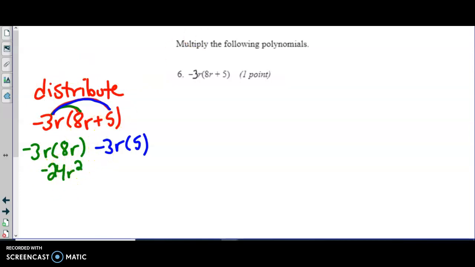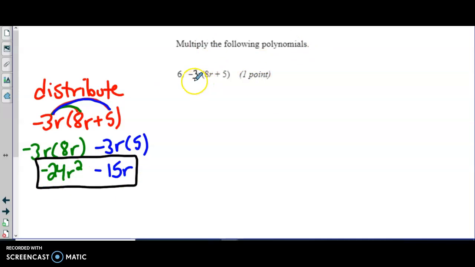And then here we have negative 3r times 5. So you multiply the numbers. Negative 3 times 5 is negative 15. And in this case, there's just 1 r, so you just put down 1 r. And then we try to combine like terms, but you can't combine r squareds with r's, so this is our final answer.